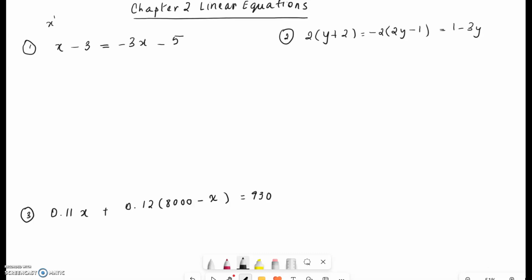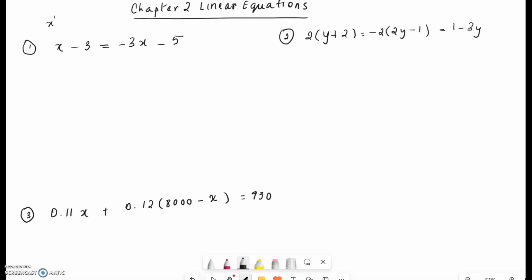But notice here that there are x's on both sides of the equation. So what's our goal? To get x by itself on one side and all the constants or numbers on one side, so that way we can solve for x. So left side is simplified completely, right side is simplified completely. However, we have x's on both sides.